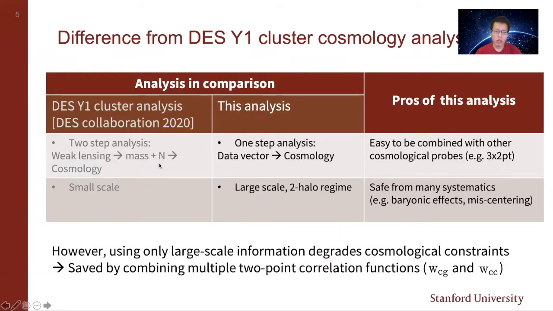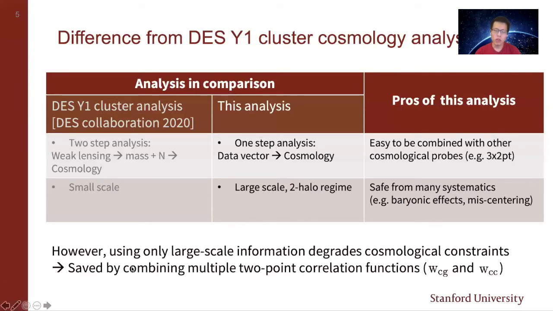Further, the traditional cluster cosmology uses a lot of small-scale information. The traditional analysis basically models the weak lensing signal down to 0.2 h-inverse megaparsec, while in our analysis, we focus entirely on large scales, meaning the 2-halo term. The reason is that our analysis will be safe from many small-scale systematics, like baryonic effects or miscentering.